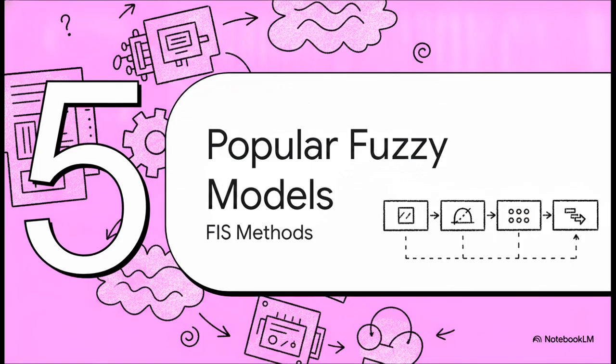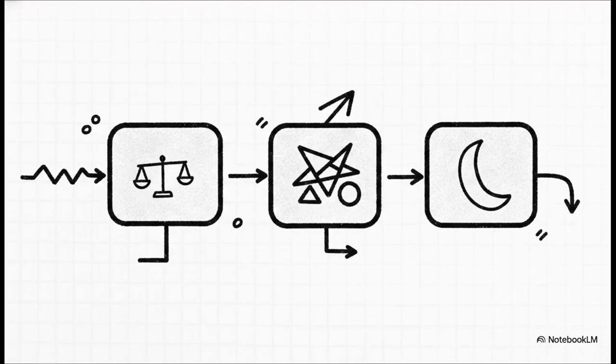Section 5. Popular fuzzy system models. While that 4-step architecture is universal, the exact mathematical engine inside can vary. Researchers generally rely on 3 popular methods: the Mamdani model, the Sugeno model, and the Tsukamoto model. The core differences between them really just come down to how they handle those consequences, how they aggregate the rules, and the specific defuzzification math they use to get that final crisp output.